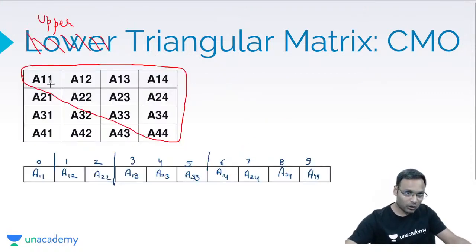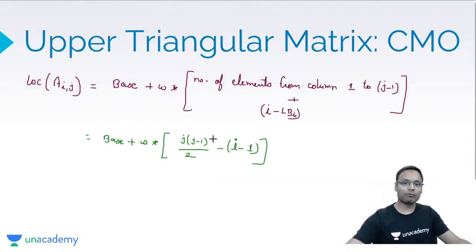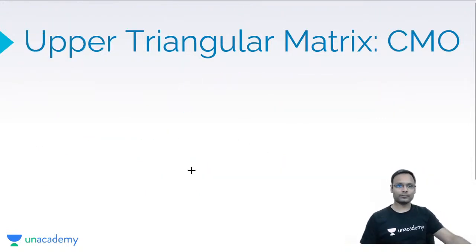Look at this. For this column, the starting row is 1. For this column also, the starting row is 1. For this column also, the starting row is 1. For this column also, the starting row is 1. So this particular formula will be your final one. Done.